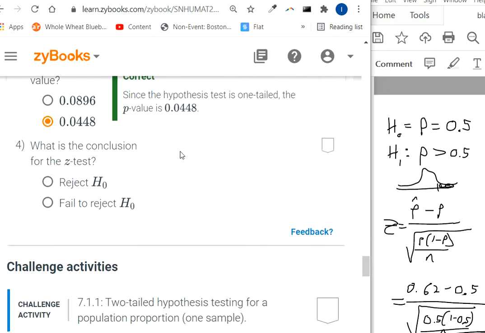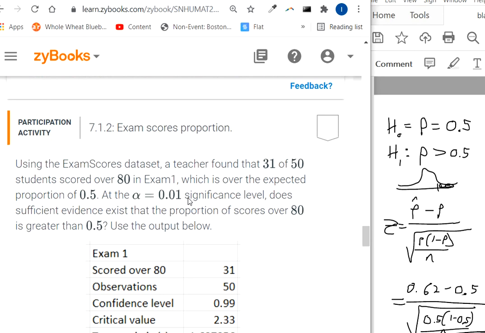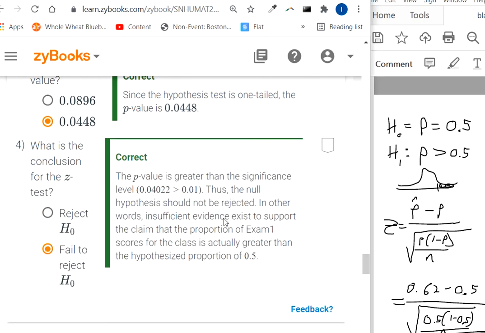So that's 0.0448. What's the conclusion? The p-value is low, but where's our alpha? Alpha is 0.01 though. Our p-value is not below alpha. So if the p-value isn't below alpha, we fail to reject the null.